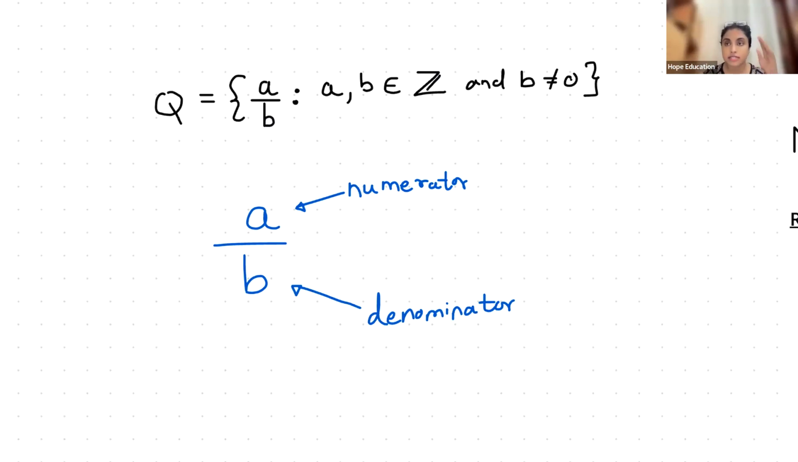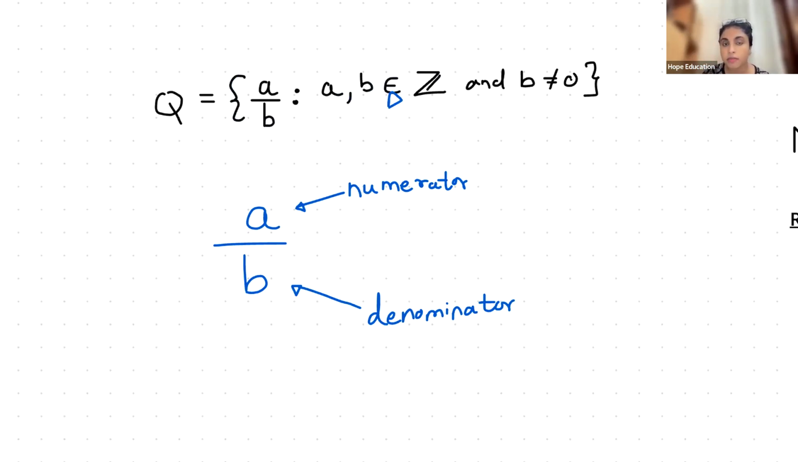So for a certain number to be a rational number, it needs to be a fraction with a numerator and a denominator like this. And also, the numerator and the denominator should be integers. What is this symbol e? E means it should be included in, right? So what it means is that A and B, or numerator and denominator, should be included in the set of integers, or should be a part of it.